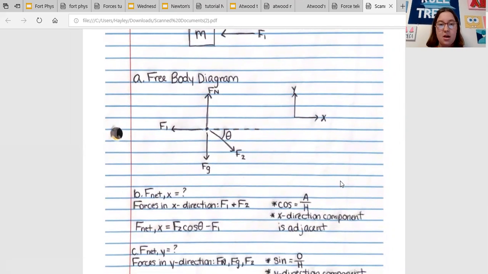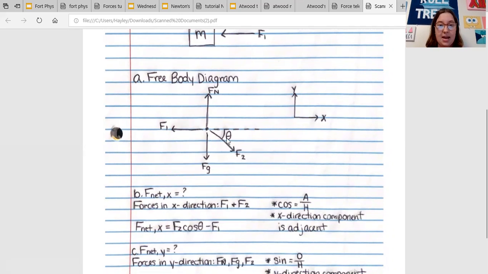And then the next thing that we had to do was find the net force in the x direction. So to do that, I first decided which forces were in the x direction, and that was going to be force 1 and force 2. Because force 2 is pointing to the right, which is the positive direction, I knew that it was going to come first in the net force equation.